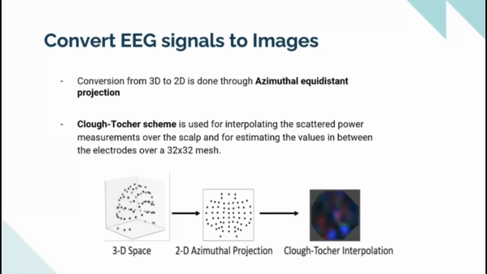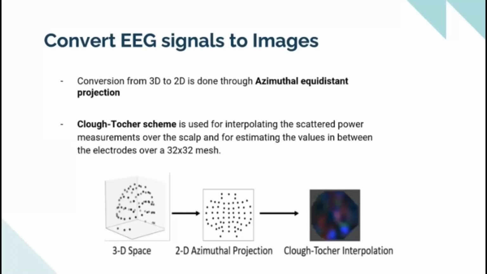The next step is to use the Clough-Tocher scheme to interpolate the scattered power measurements over the skull and interpolate the values in between the electrodes over the 32 by 32 grid. This procedure is repeated for each of the frequency bands of interest, resulting in multiple unicolor topographical activity maps. These topographical maps are then merged together to form a 3-channel image.